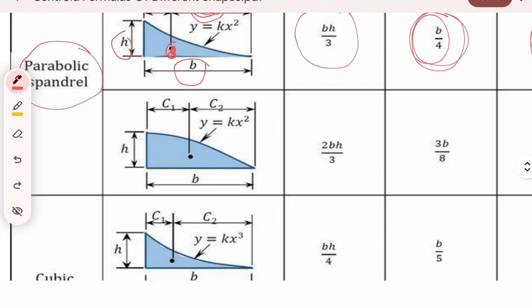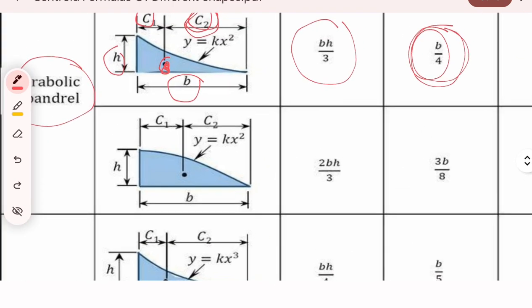Here is another form of a parabolic spandrel. So this is just an inverted one from the previous.